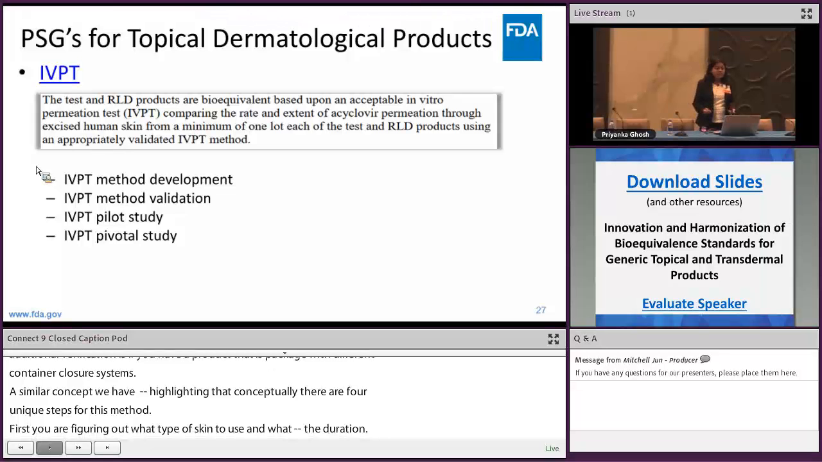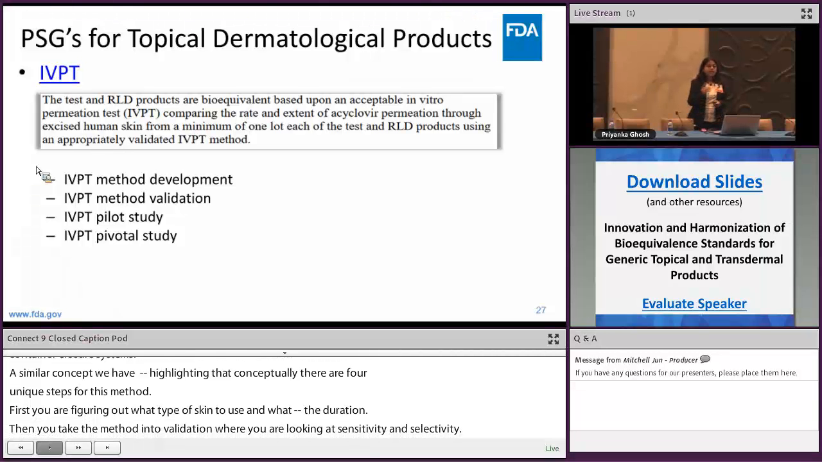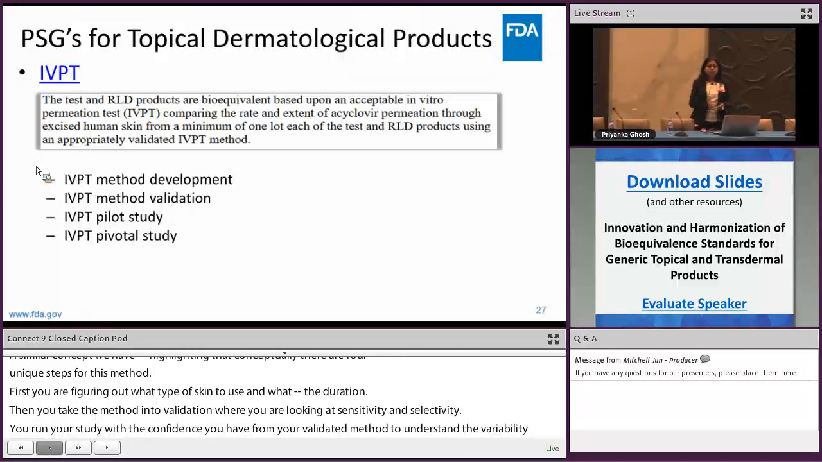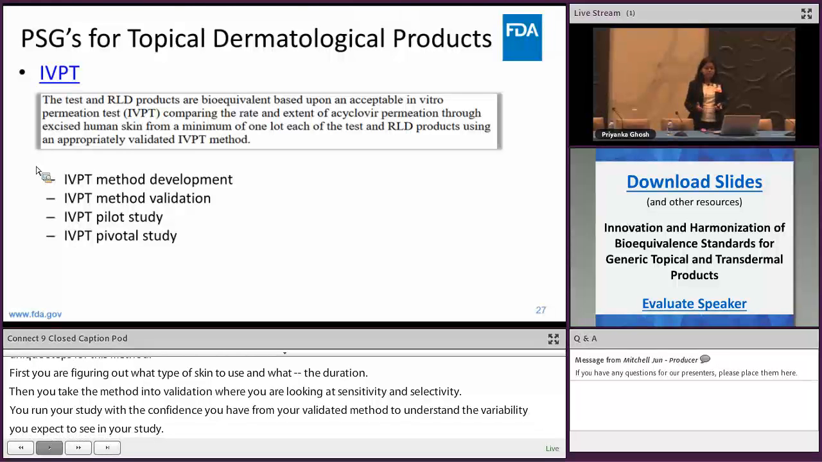Once you have a validated method, you run your pilot study with the components that you already have from your validated method to understand the variability that you expect to see in your pivotal studies. The pilot study helps you to understand what variability you expect to see across different donors for your reference product, and then you can use that data to power your pivotal study adequately.